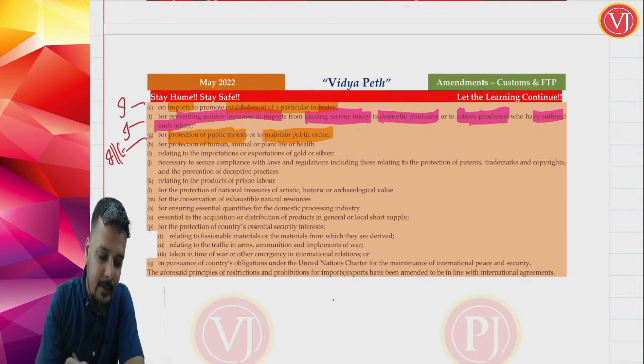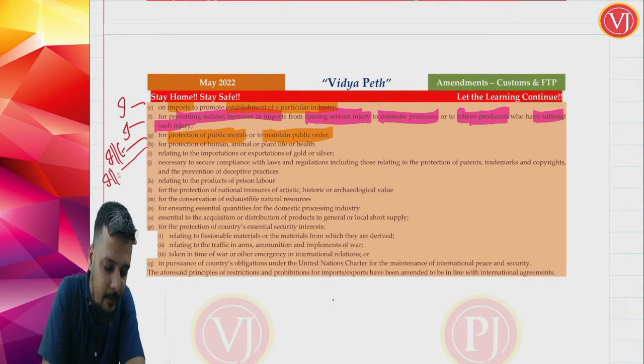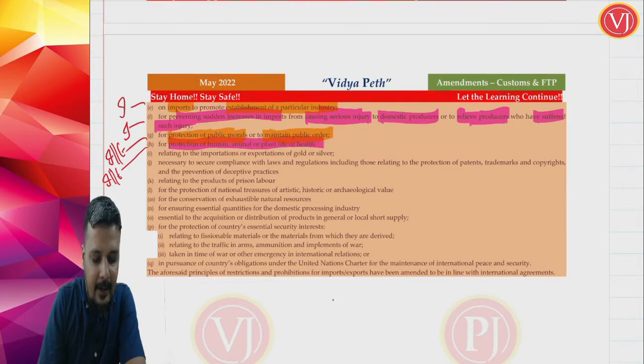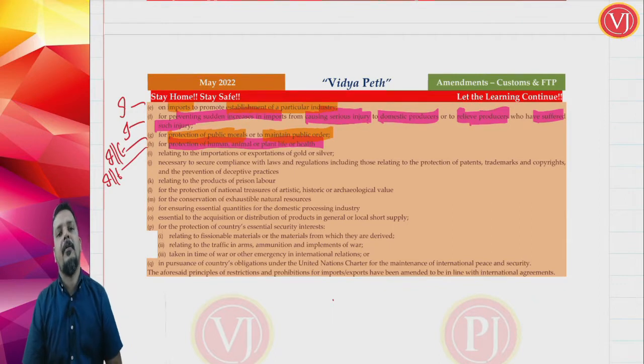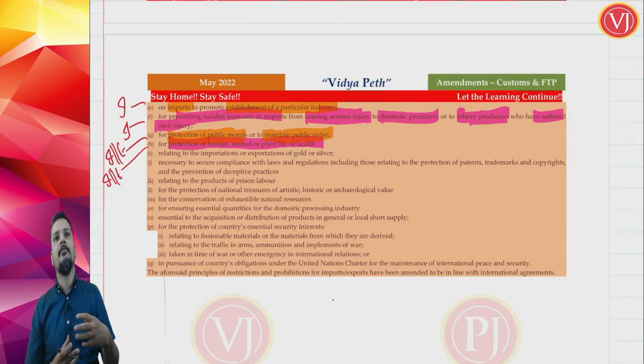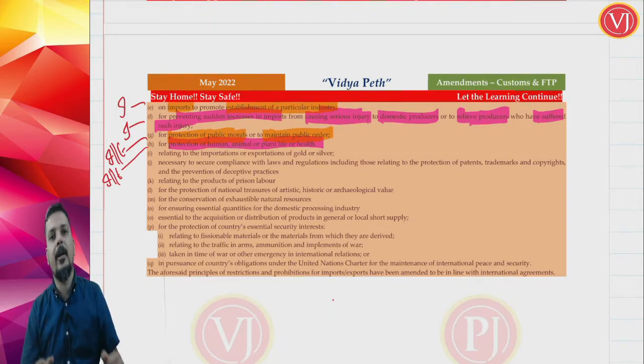Next point is also for both import and export. It is self-explanatory: for protection of human, animal, plant life or health. Alright friends, you can remember the movie Singham, where they talk about all the waste and scrap being imported into India.